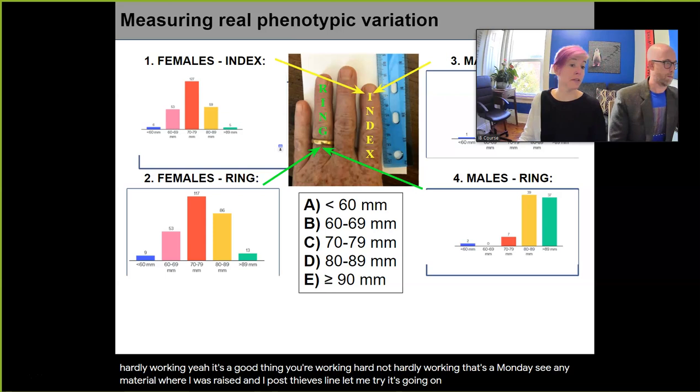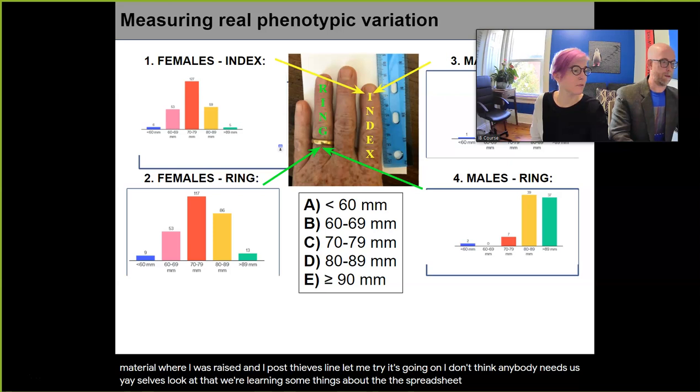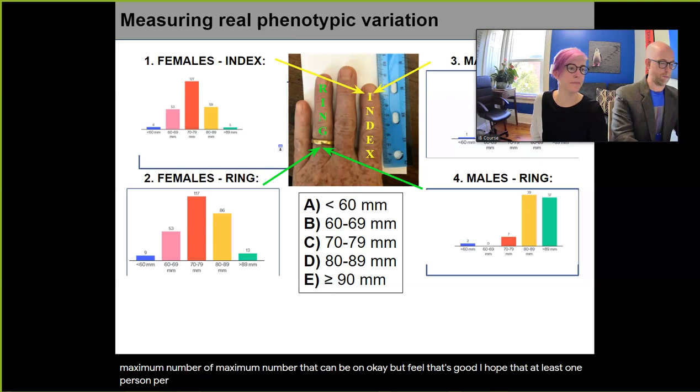Really good. I don't think anybody needs us. Yay. They teach themselves. Look at that. I think we're learning some things about the spreadsheet. What's that? I think there's a maximum number that can be on? Yeah. Okay. But hopefully that's good. I hope that at least one person per group is on.